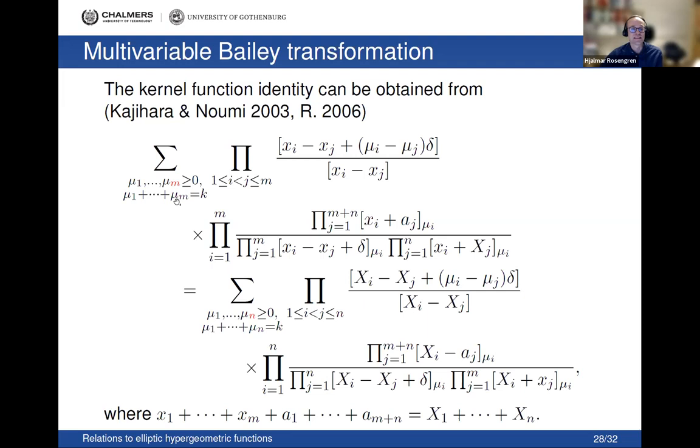What's special about it is that you have different dimensions on the left and right. You have m summation variables on the left and n summation variables on the right. Otherwise, it's very symmetric. Okay, so if you know this thing, then you know the kernel function identity as well.